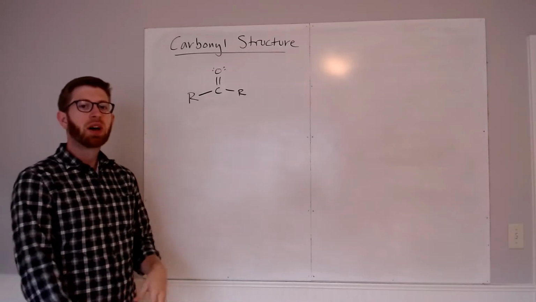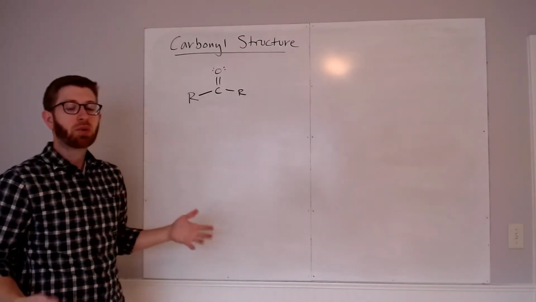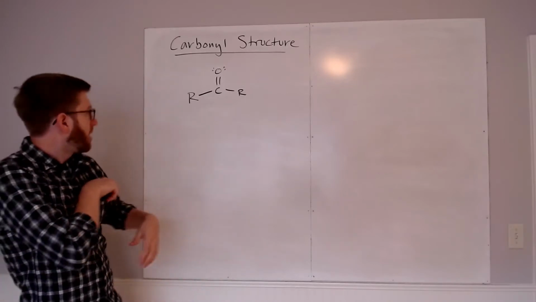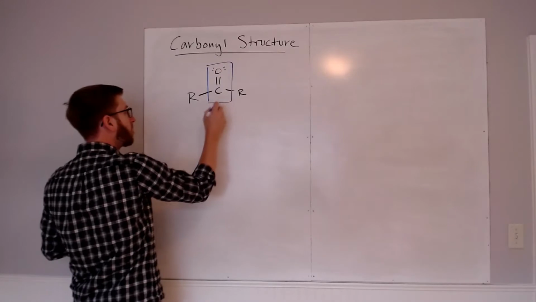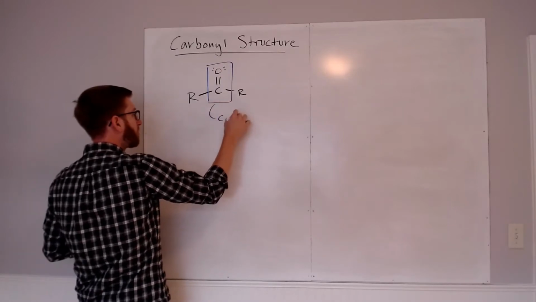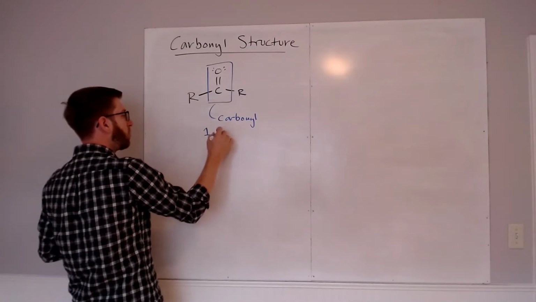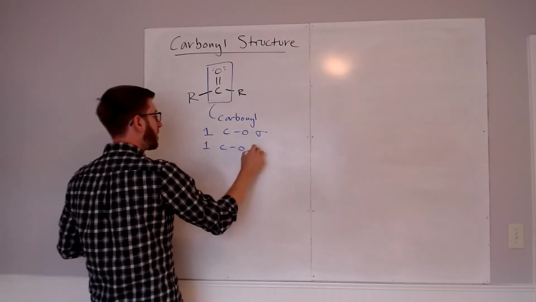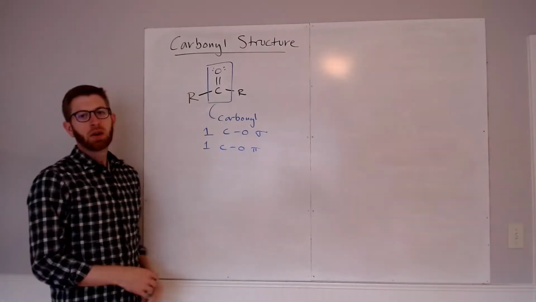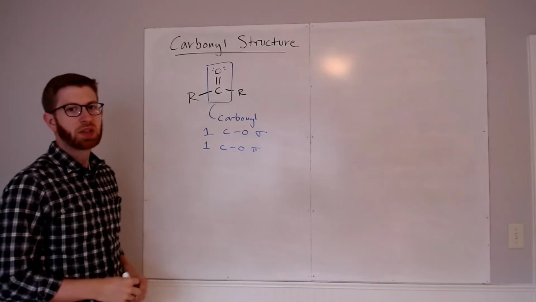So to get started, we'll look at a simple looking structure here where I've got a carbon and an oxygen that are double bonded together, and then that carbon has two other substituents that we're going to keep generic. We'll call them R groups for now. This carbon-oxygen double bond is what we mean when we say the word carbonyl. So this really is characterized by one carbon-oxygen sigma bond and one carbon-oxygen pi bond.